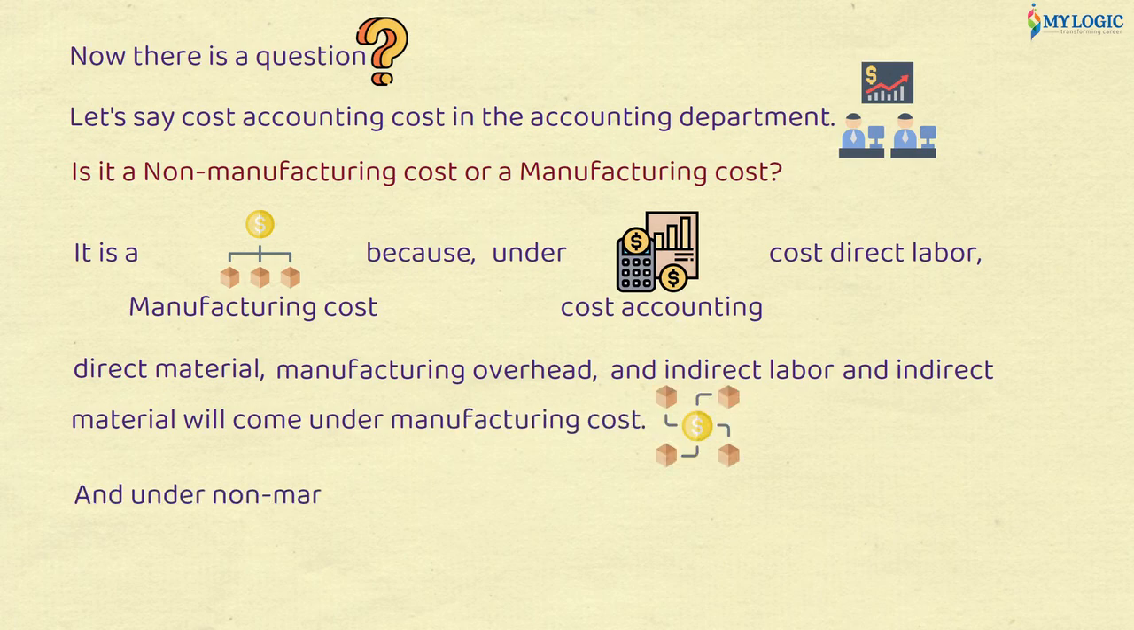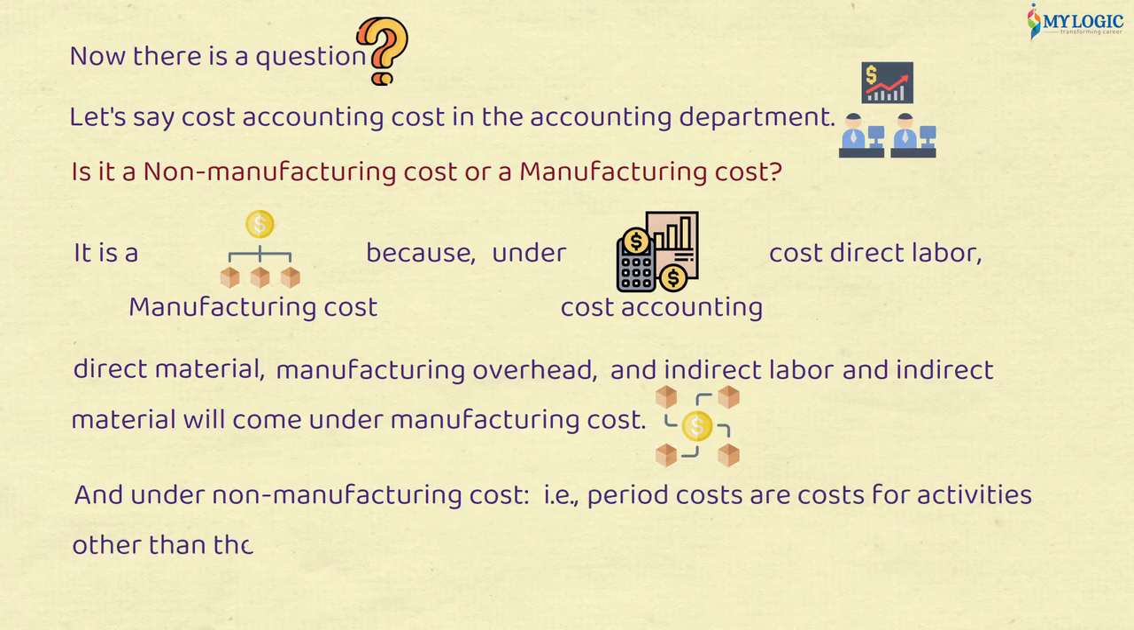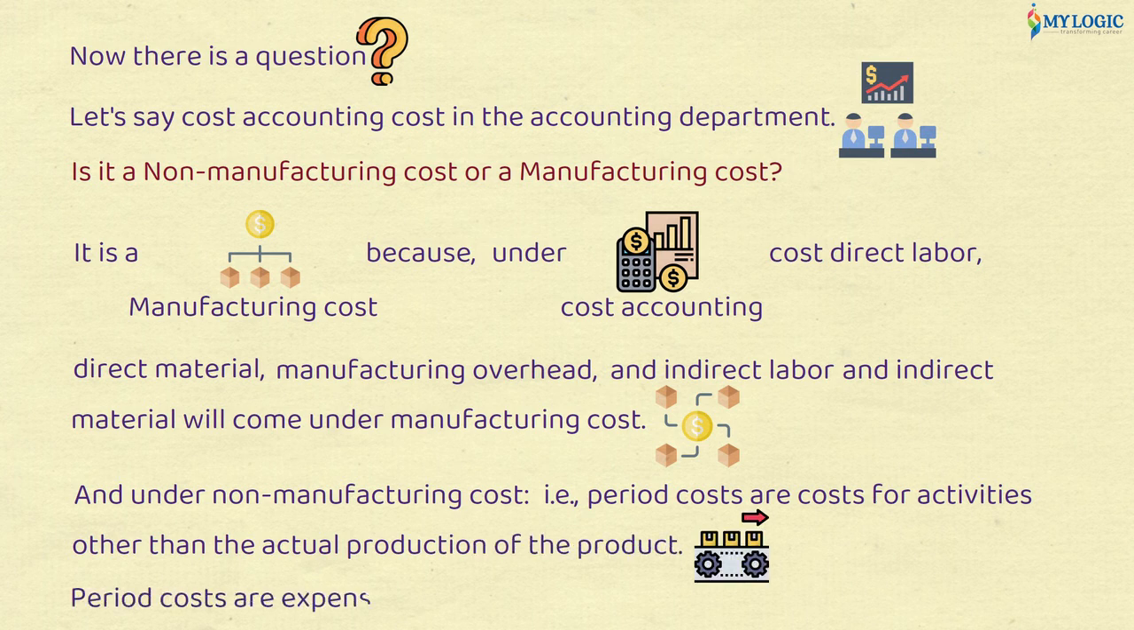And under non-manufacturing cost, that is, period costs are costs for activities other than the actual production of the product. Period costs are expensed as they are incurred.